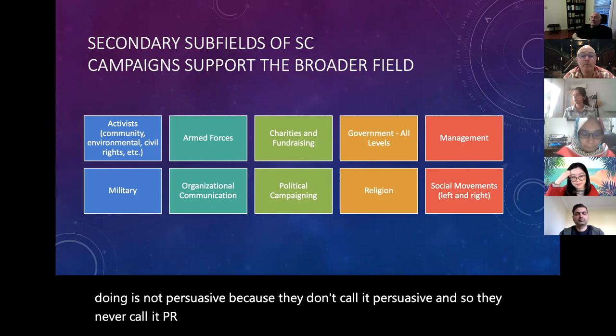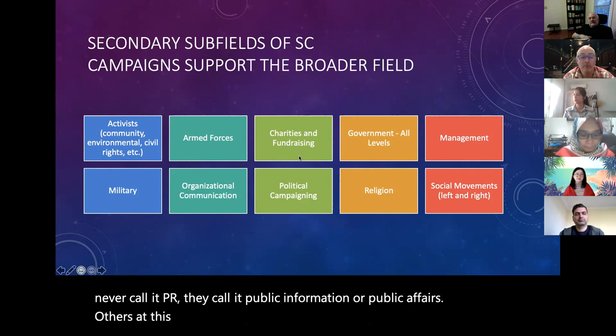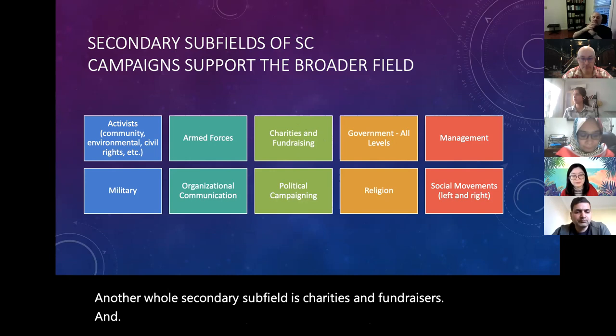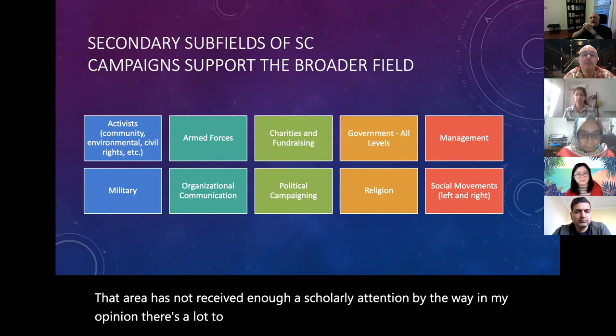Others at this point? Okay, another whole secondary subfield is charities and fundraising. That area has not received enough scholarly attention, by the way, in my opinion. There's a lot to be done on campaigns in charities and fundraising and stuff.